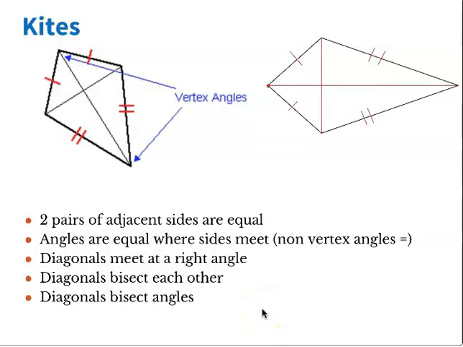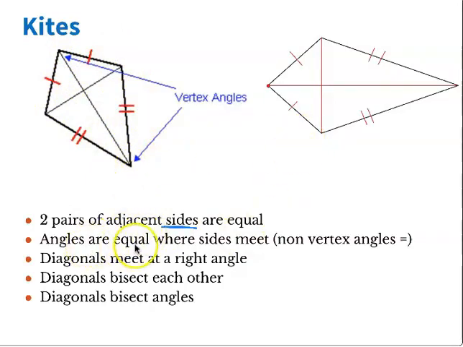But I did want to introduce the last type of quadrilateral that you're going to be learning about, and that is a kite. So what does a kite look like? It looks like those kites that we fly up in the air. But it's got some properties that make it special. With a kite, we have 2 pairs of adjacent sides that are equal. If you have 2 pairs of adjacent sides that are equal, you're dealing with a kite.